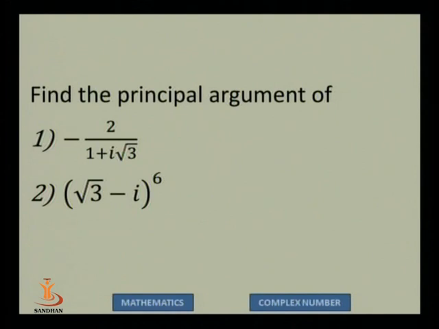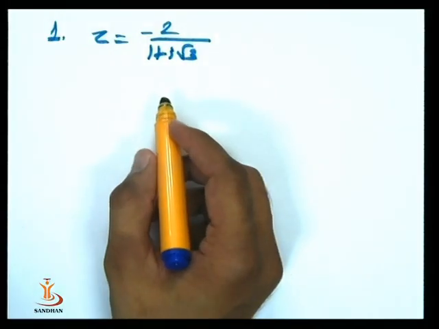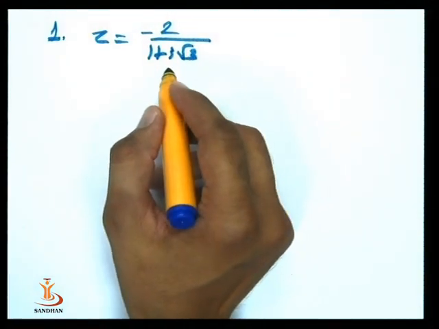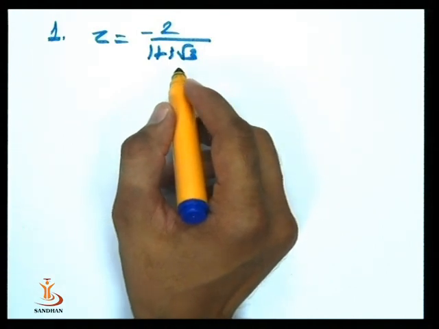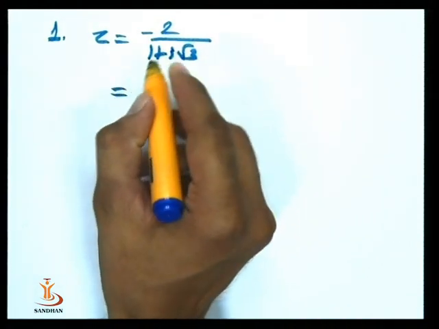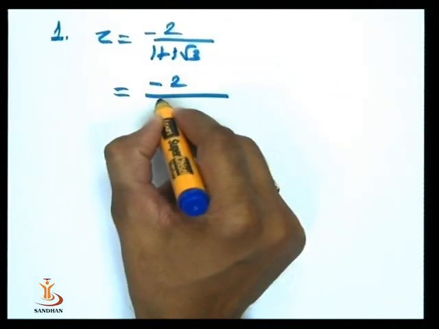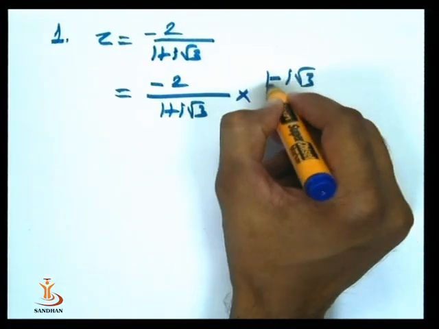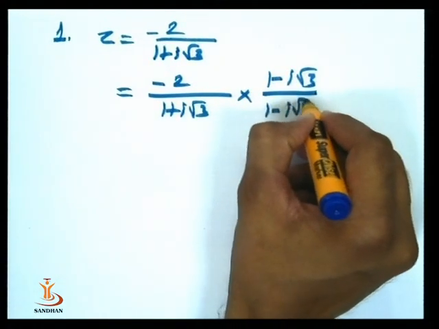Suppose we want to obtain the principal argument of these two complex numbers. First one is minus 2 upon 1 plus i root 3. Suppose we want to obtain the principal argument and modulus of this complex number. So first we will convert this complex number into its standard form x plus iy. So multiply by its conjugate: minus 2 upon 1 plus i root 3, multiply by 1 minus i root 3 and divide by 1 minus i root 3.